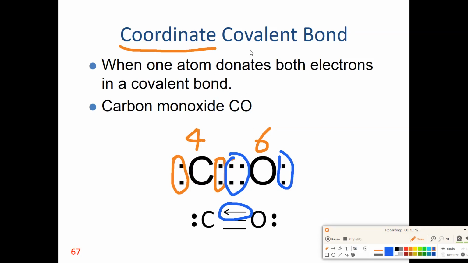This just gives you some concept. It's not a focus for this class. Carbon can only have 4 valence electrons, so why is there an extra pair of electrons between carbon and oxygen? Because oxygen provides the extra pair of electrons. This extra pair is called a coordinate covalent bond.